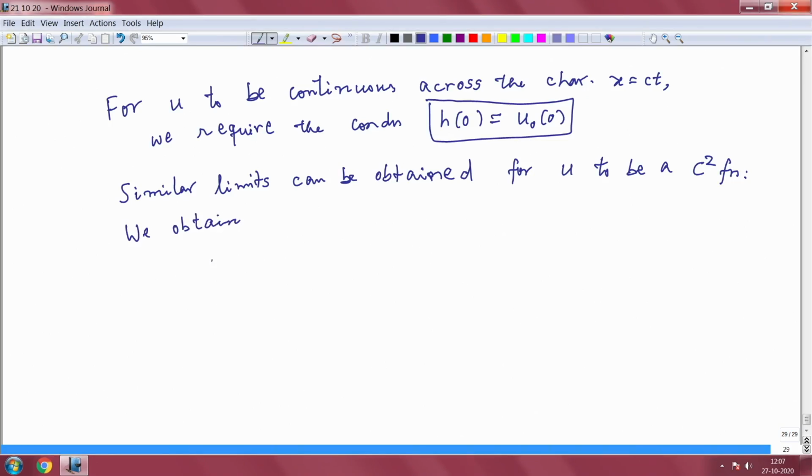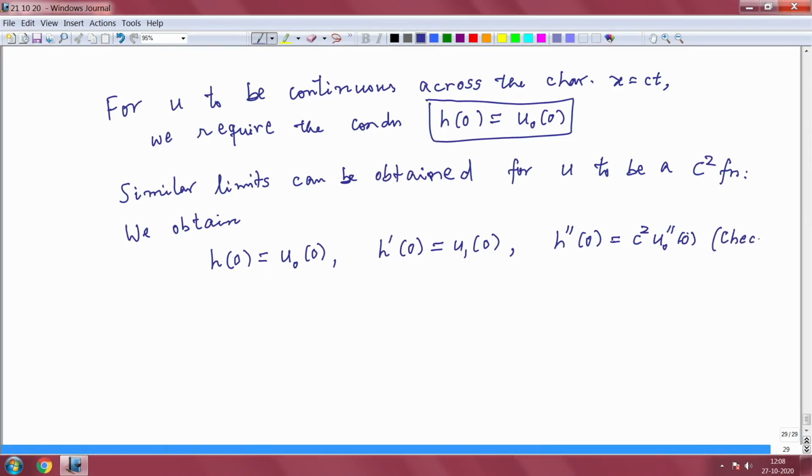So, let me write that first condition: h 0 is equal to u 0 0, then h prime 0, just check whether, is u 1 0, and h double prime 0 is C square u 0 double prime 0. Okay, just check that.